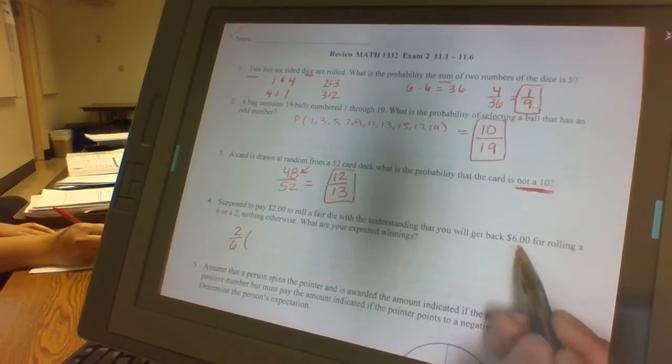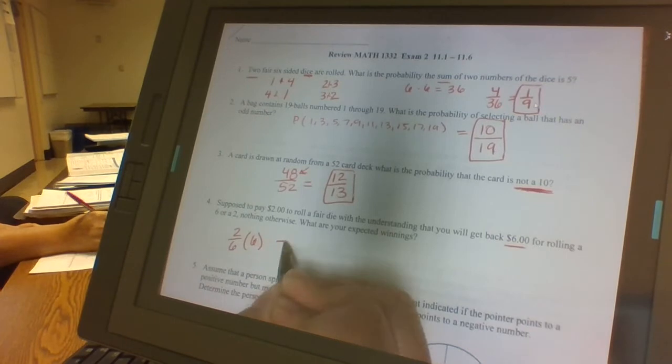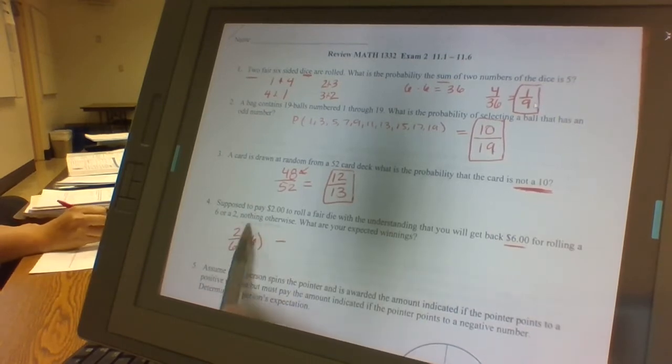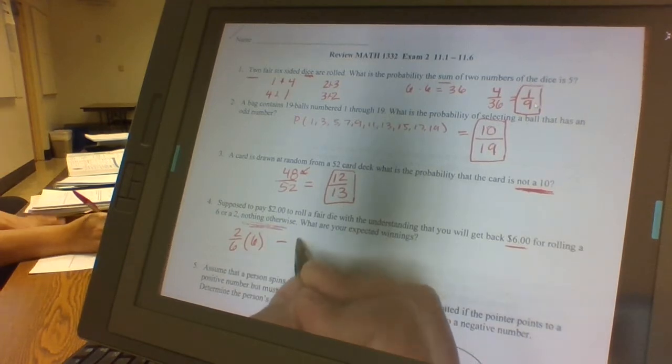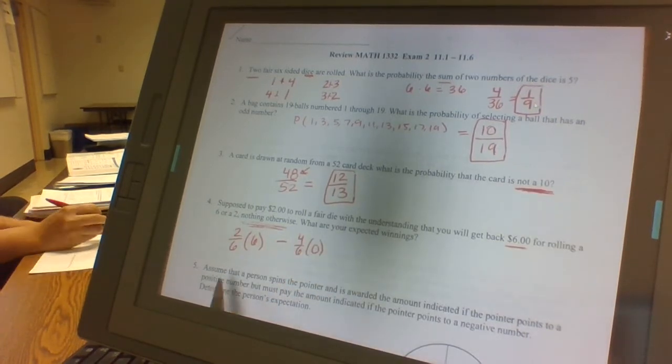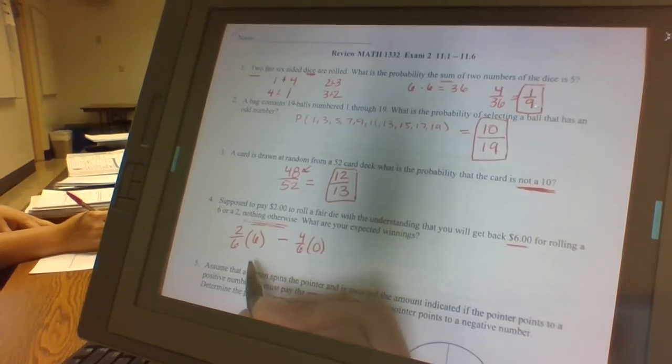So it's 2/6 times, how much money would I get? $6. Otherwise you get nothing for all the other 4 out of 6 possibilities. So what is 2/6 times 6? It's going to be 12 over 6, which is 2.